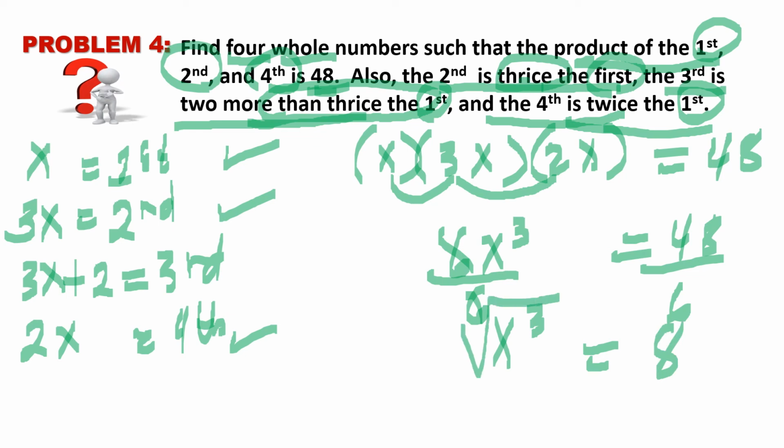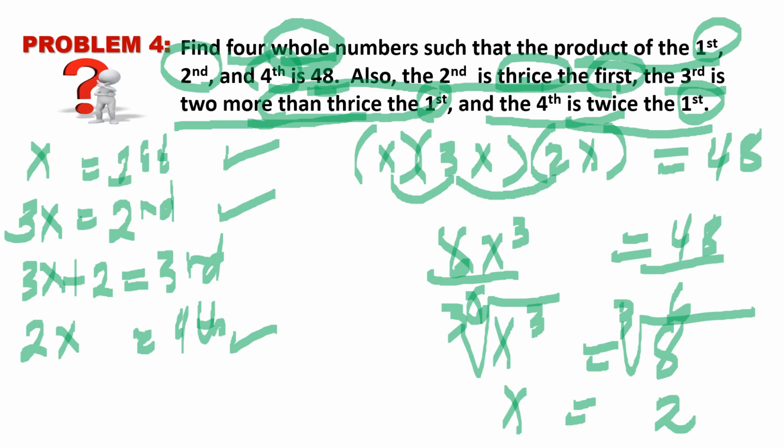And then get the cube root. Get the cube root of 8. The cube root of x cubed will give us x. The cube root of 8 is 2. We take only the positive because it says here whole numbers, no negative. So the value of x therefore is 2.